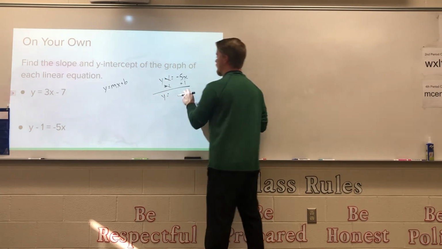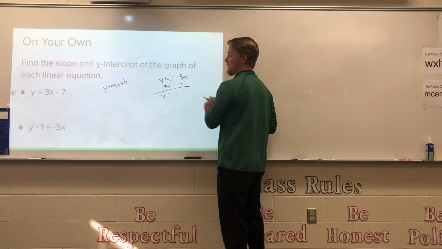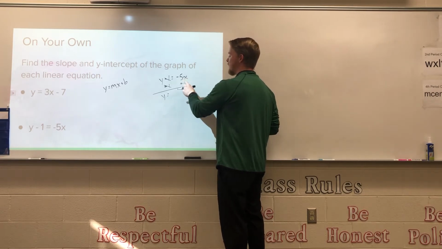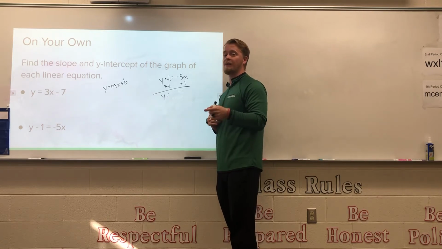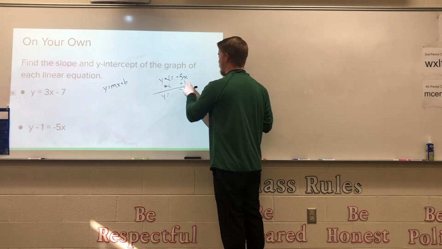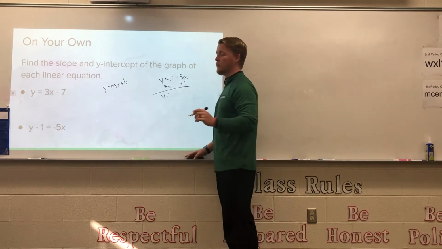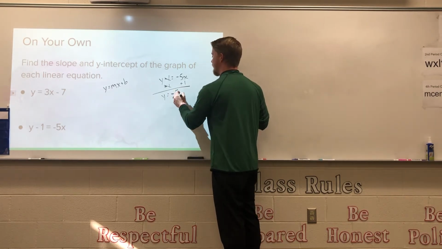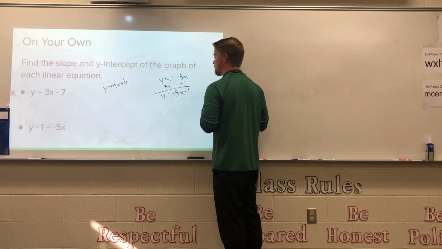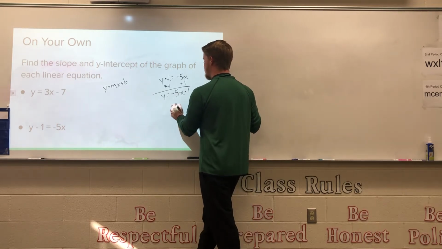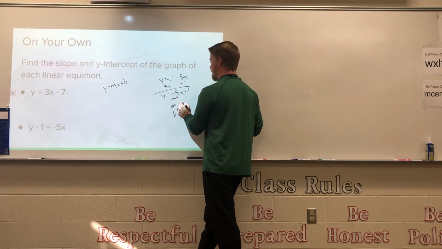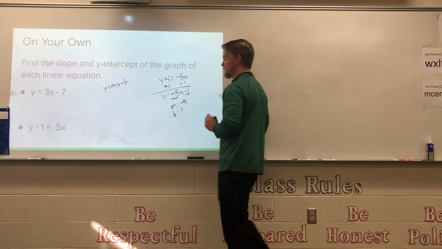Y equals, remember, this does not become -4 because -5x cannot combine with +1. They both have to either have a variable or both not have a variable in order to combine. So since one has a variable, one does not, they are not like terms, so you bring it down as is, -5x plus 1. Now we just identify my slope and y-intercept. So slope in this case would be -5 and y-intercept would be 1.